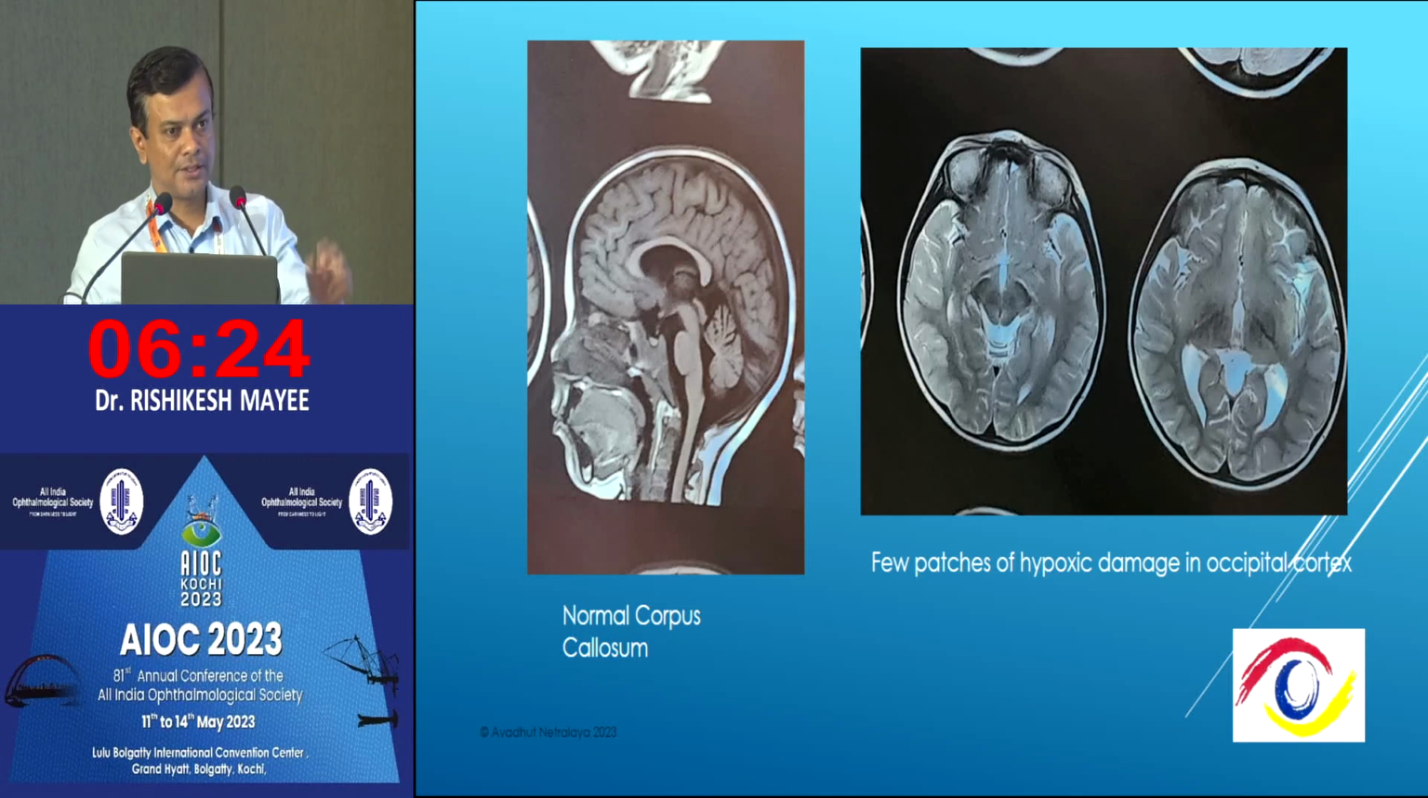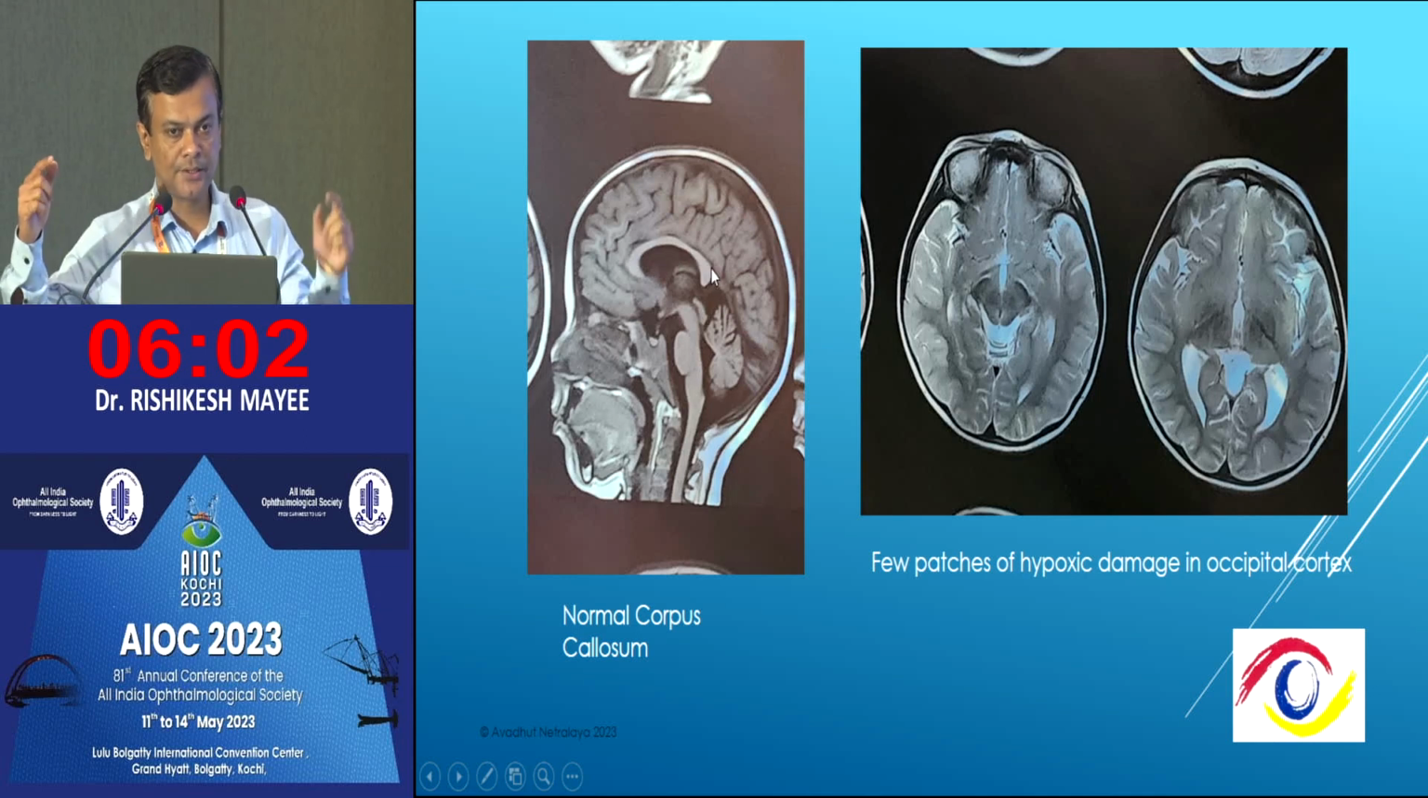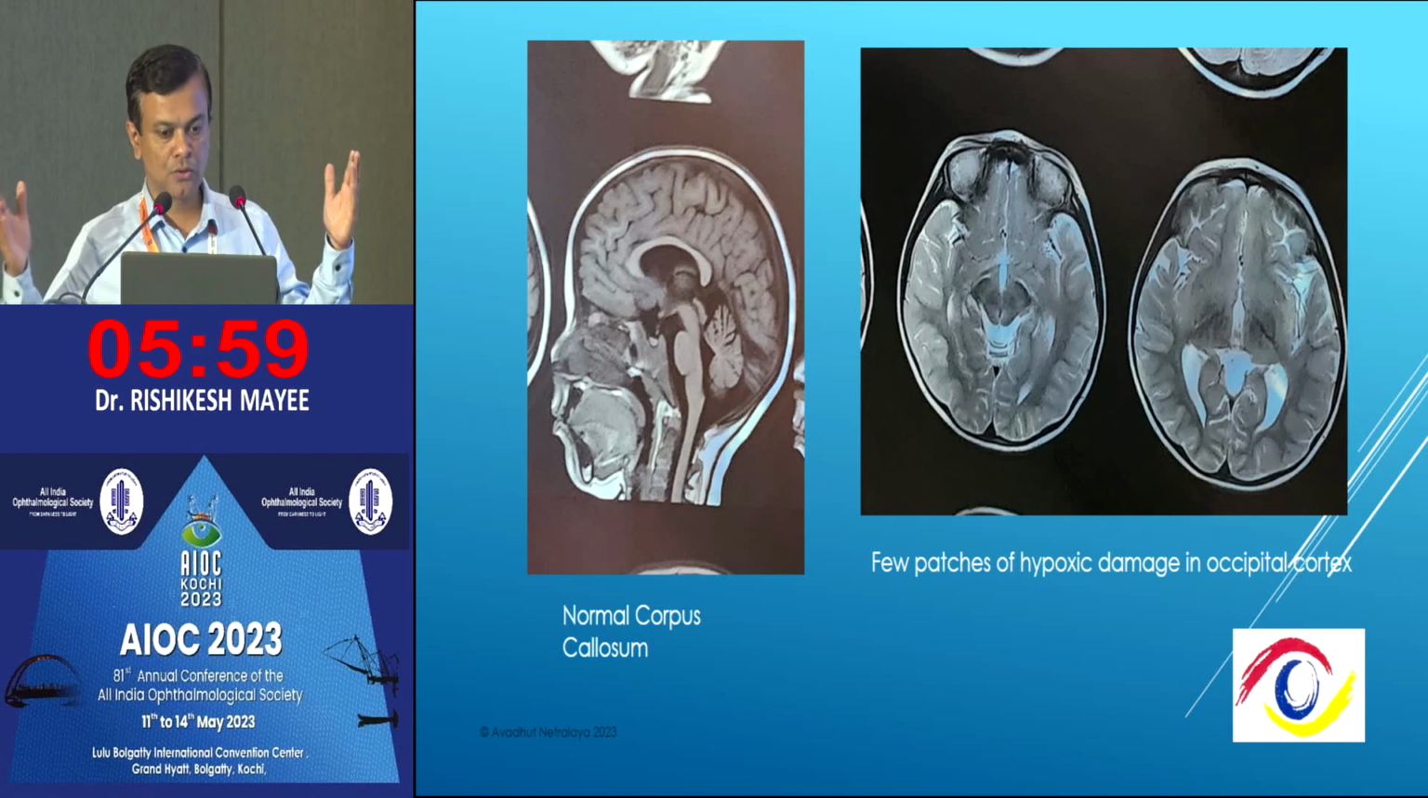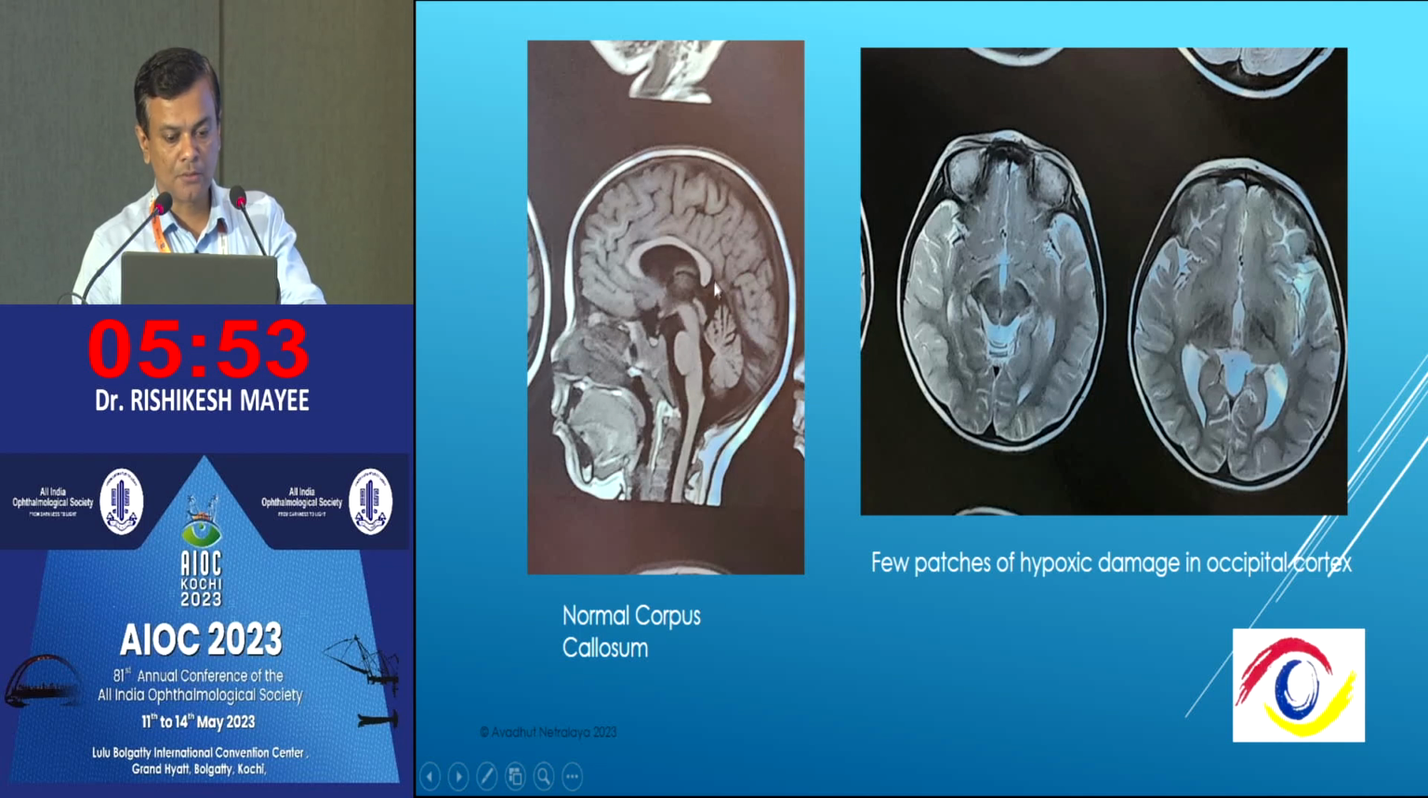I'll share a couple of cases with the clinical findings. This is one of the patients who presented to me. This is the sagittal section T1 weighted image. You can see the corpus callosum is the part which I wanted you to have a look at. This is the anterior part and this is the posterior part and the splenium. Here the corpus callosum is normal. Usually the splenium is the part where the integrating fibers from the two cortices, especially the occipital and temporal parts, pass through. So the splenium is normal. In the same patient, the T2 weighted image showed a few patches of hypoxic damage in the occipital cortex.